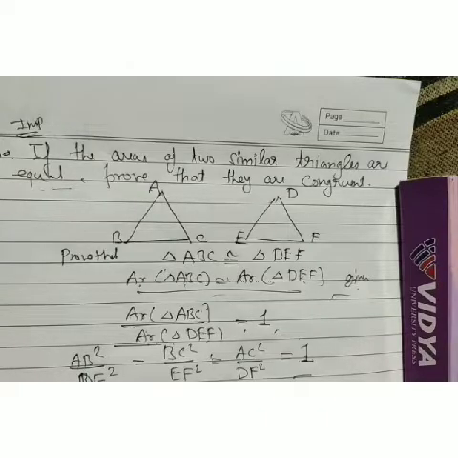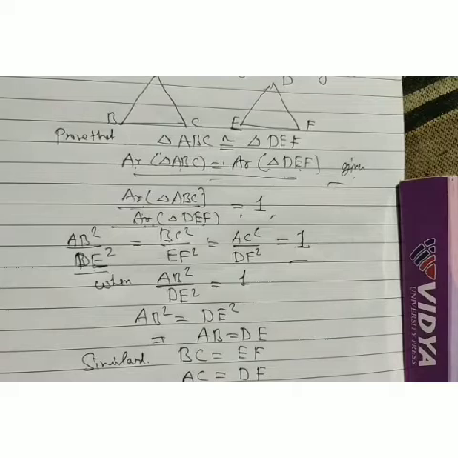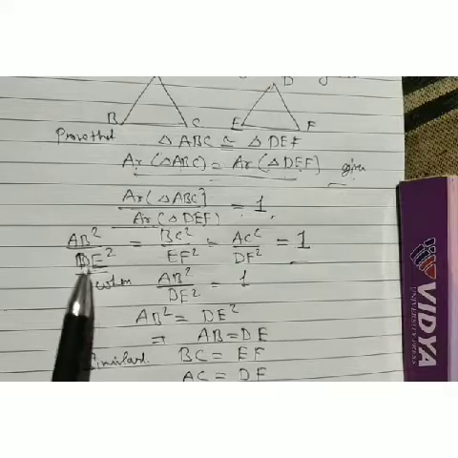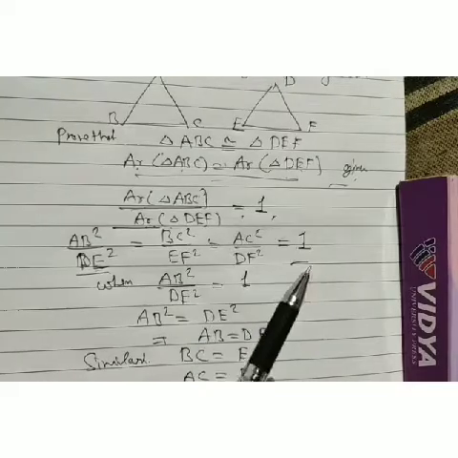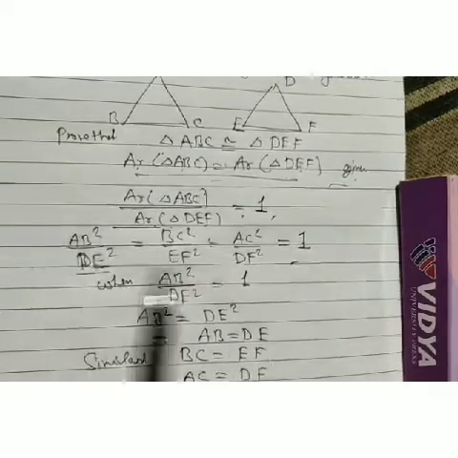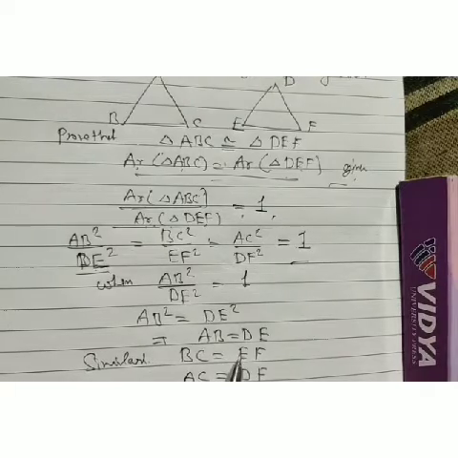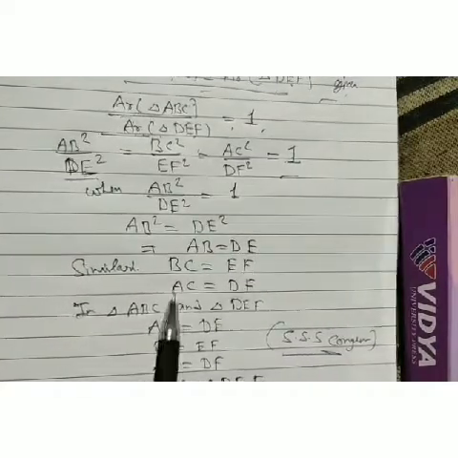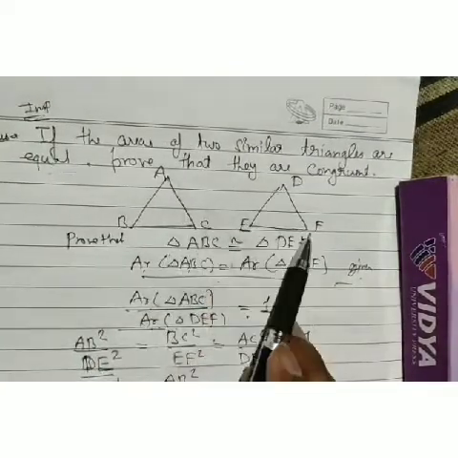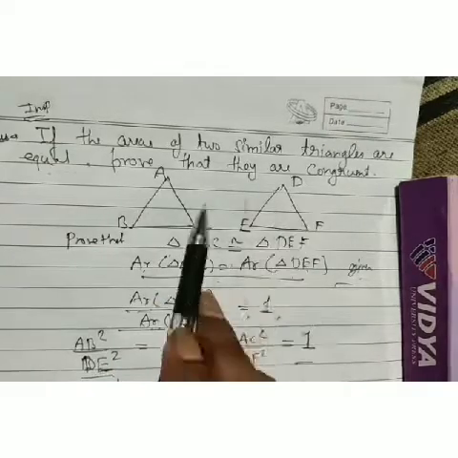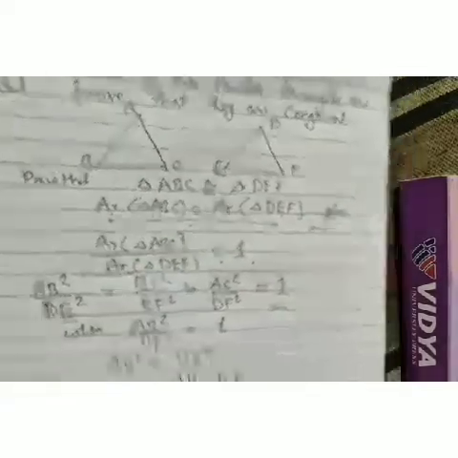Then we apply our area theorem. The area theorem statement says the ratio of areas of two similar triangles is equal to the ratio of squares of their corresponding sides. Then we write down AB square upon DE square equal to BC square upon EF square equal to AC square upon DF square equal to 1. We equate each to 1. After that we get AB equal to DE, BC equal to EF and AC equal to DF. By our side-side-side congruency criteria, the triangles are congruent to each other.